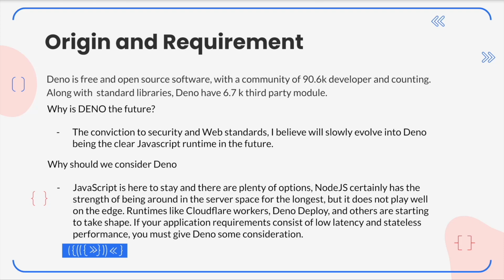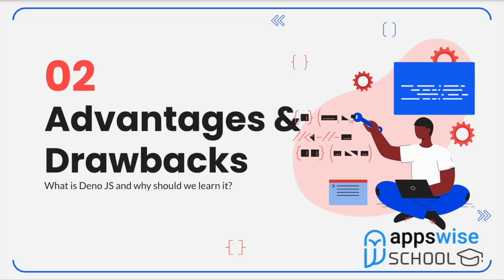The conviction to security and web standards, I believe, will slowly evolve into Deno being the clear JavaScript runtime in the future. One of the main reasons to consider Deno for your project is its security-first approach. Deno's sandbox environment ensures that scripts only have access to the resources they explicitly request. This can help protect your applications from unintended side effects or security vulnerabilities resulting from unrestricted access to the file system, network, and environment variables. Let's look into some advantages and trade-offs of using Deno.